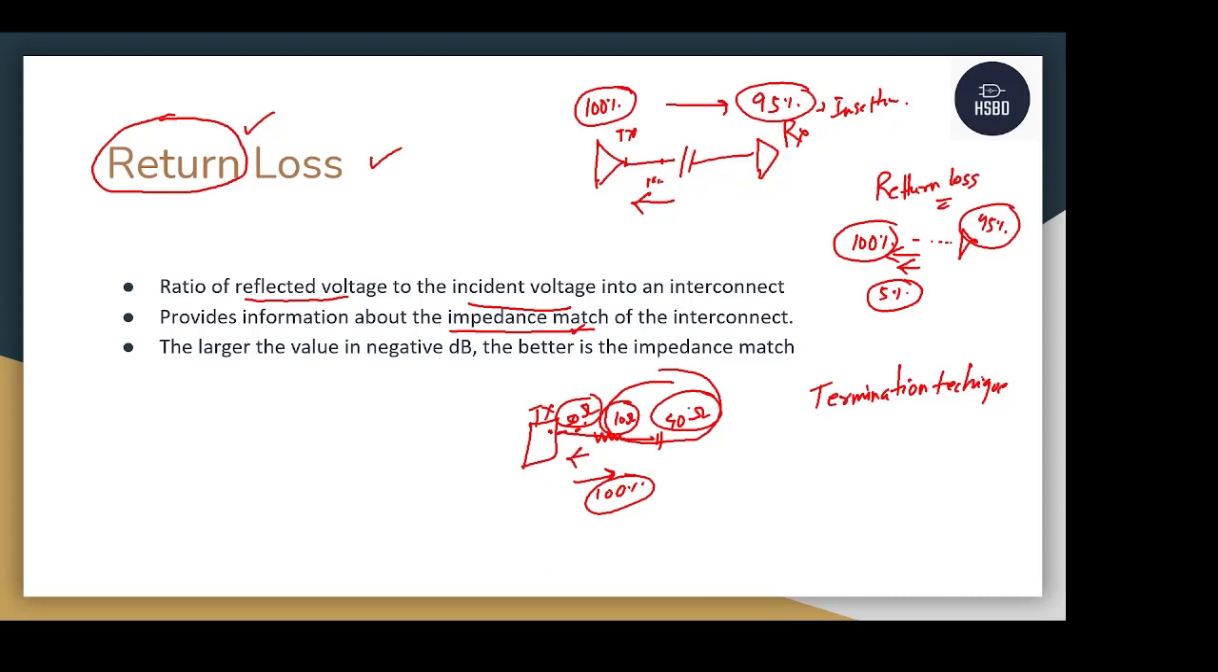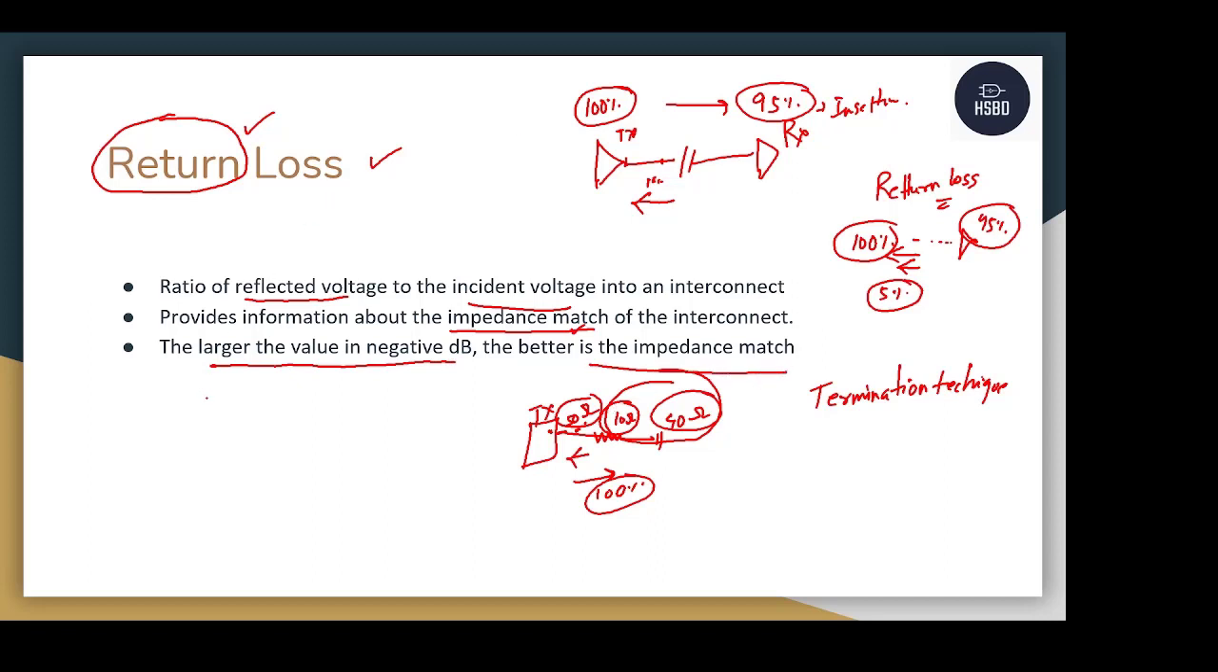This only happens in the ideal case, where 100% of the signal gets transmitted, whereas in practice some part of the signal gets reflected back. The principle of return loss is exactly the opposite of what we have learned in the case of insertion loss. How? The larger the value in negative dB, the better the impedance matching.